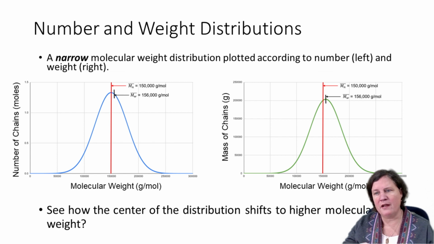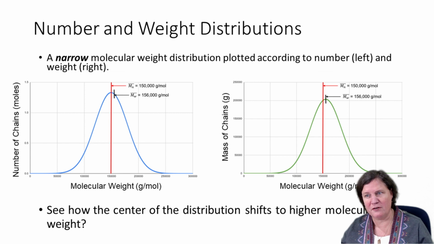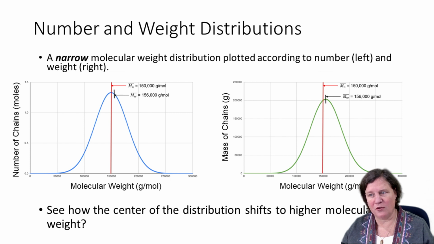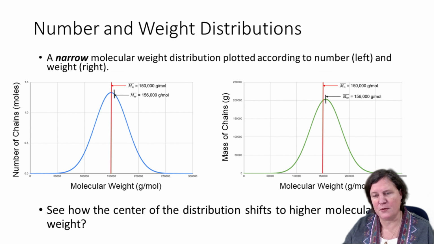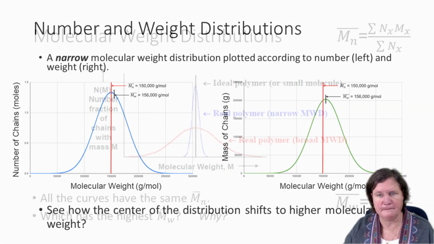If instead we plotted the mass of the chains instead of the number of the chains, you can see that this bell curve shifts. So it's a perfectly shaped bell curve, but now the center is at the weight average molecular weight. It's 156,000 grams per mole. So the red line in both of these plots is the same. We can see that we shift this curve to higher molecular weight when we plot the mass of the chains, or the weight fraction of the chains, as opposed to the number fraction of chains.